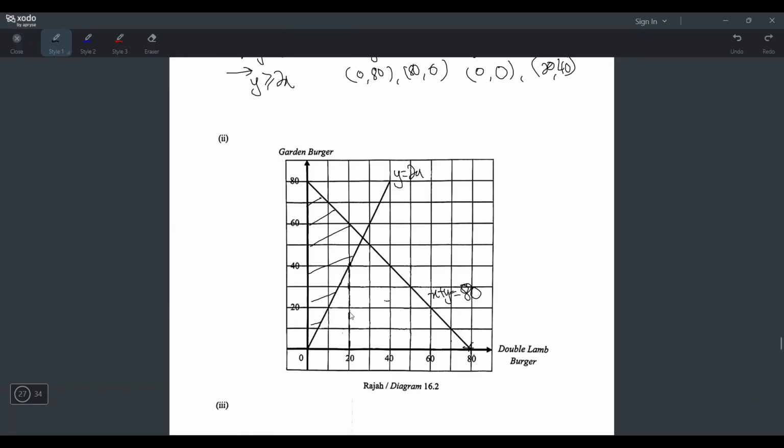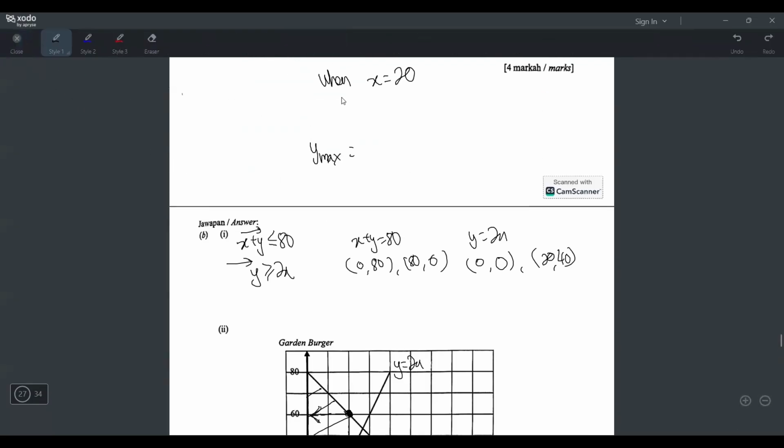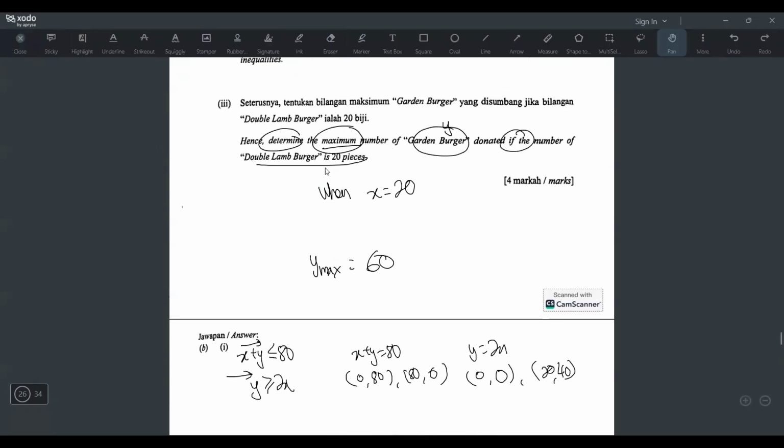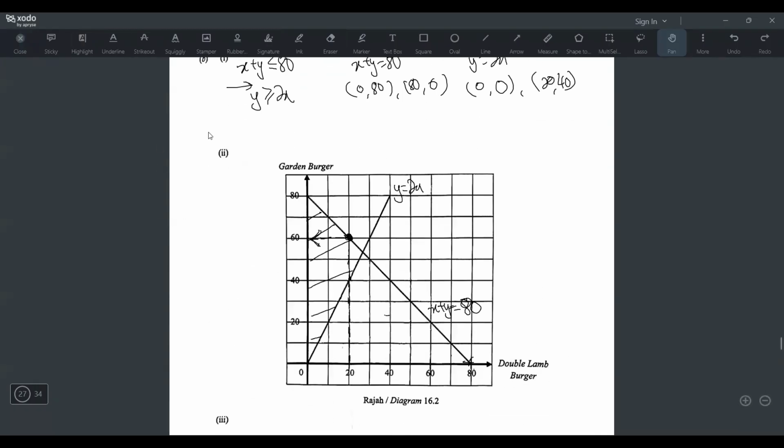They want the maximum, right? If they want the maximum, you have to draw up to here, and then across to here. So this is your answer. 60 is your answer. Let me explain a bit. They want the Y maximum, the maximum number of garden burgers.